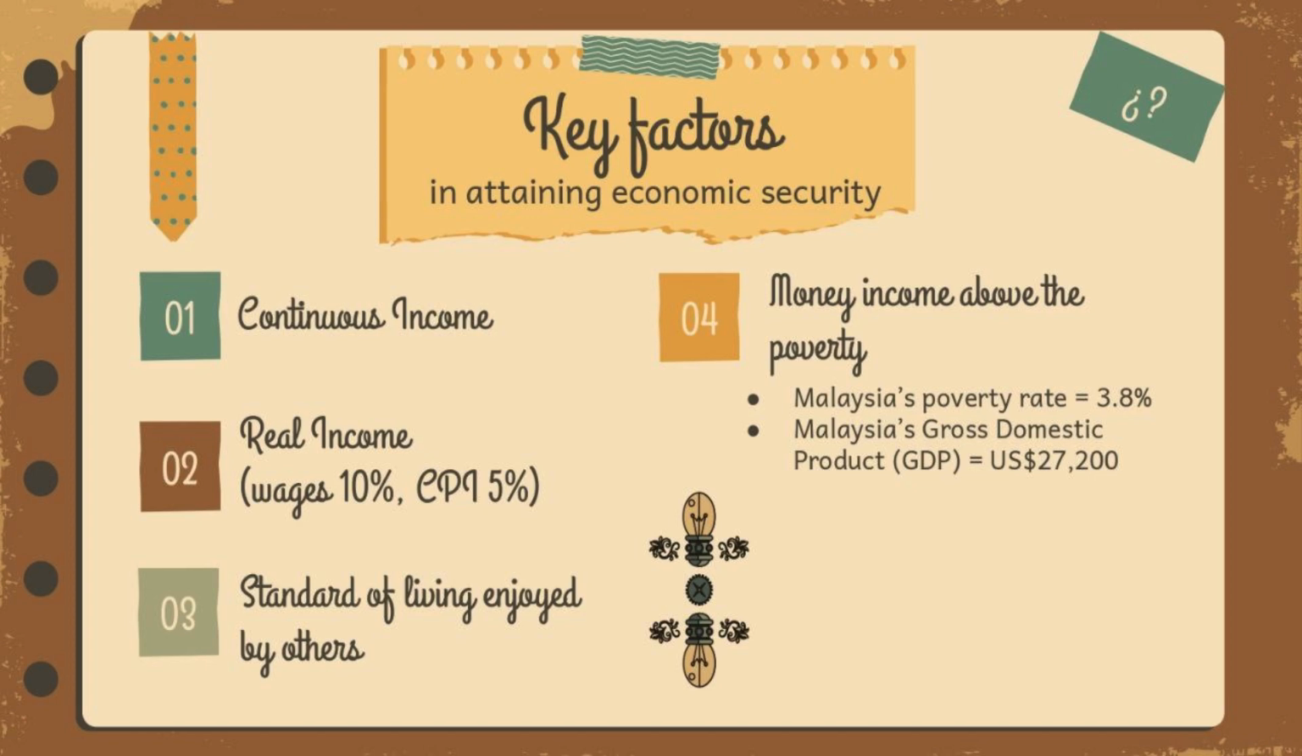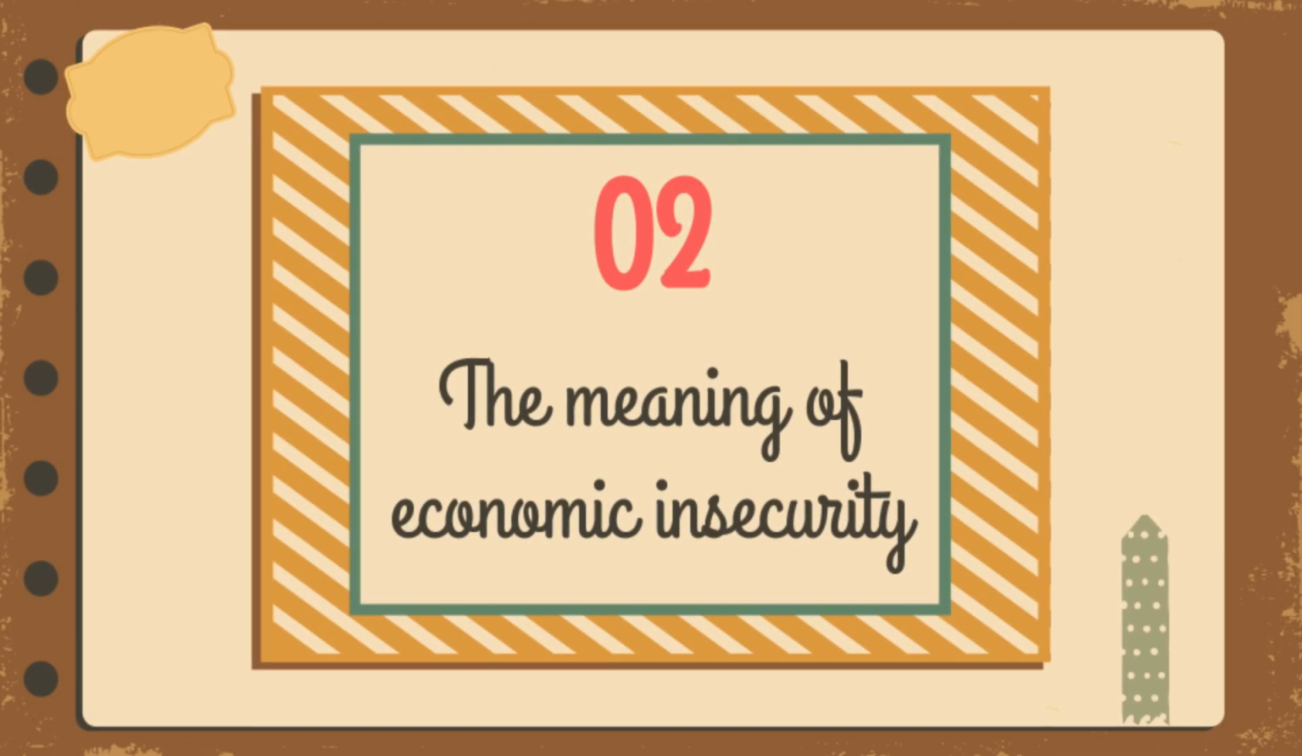Poverty can be defined as an insufficiency of material goods and services by which the basic needs of individuals or families exceed their means to satisfy them. Malaysia's poverty rate equals 3.8%. Malaysia's gross domestic product (GDP) equals 27,200 United States dollars. Let's look at the second subtopic, which is the meaning of economic insecurity.